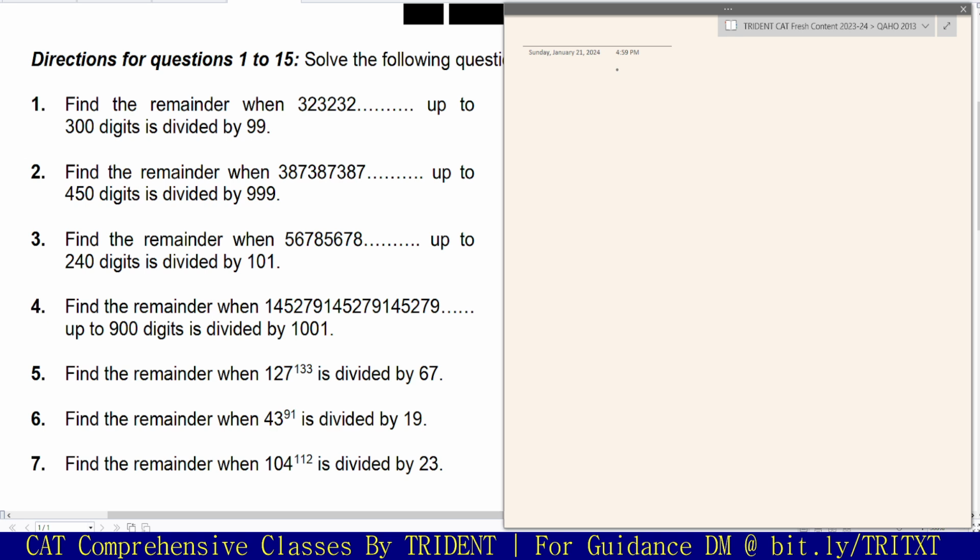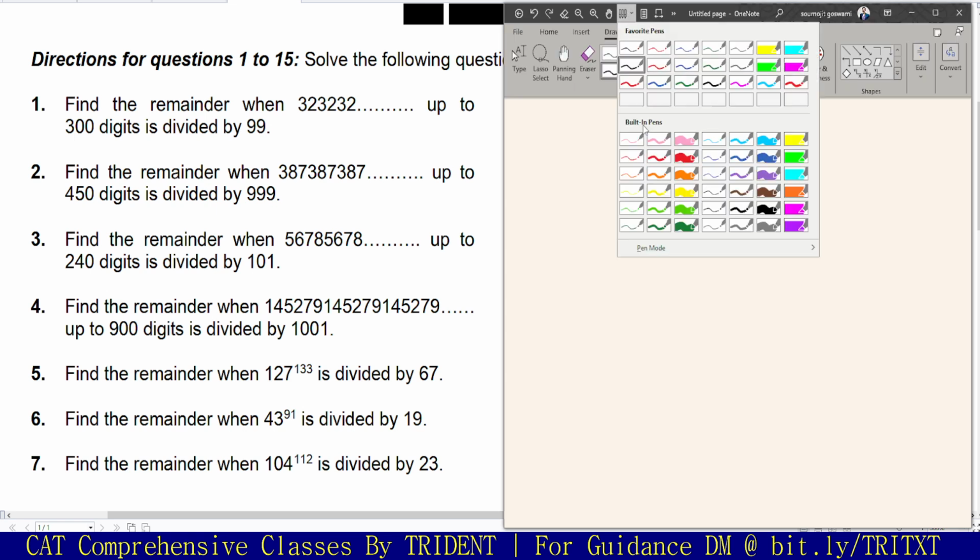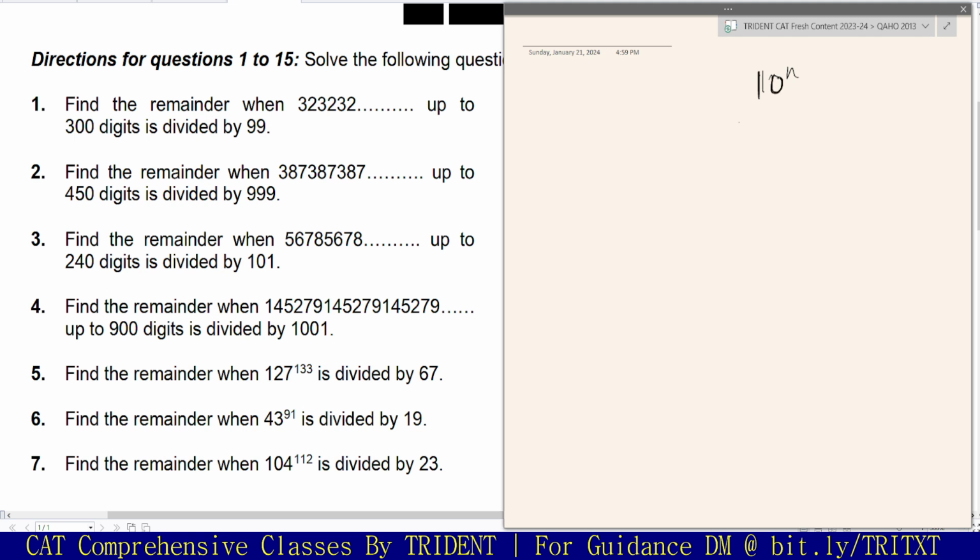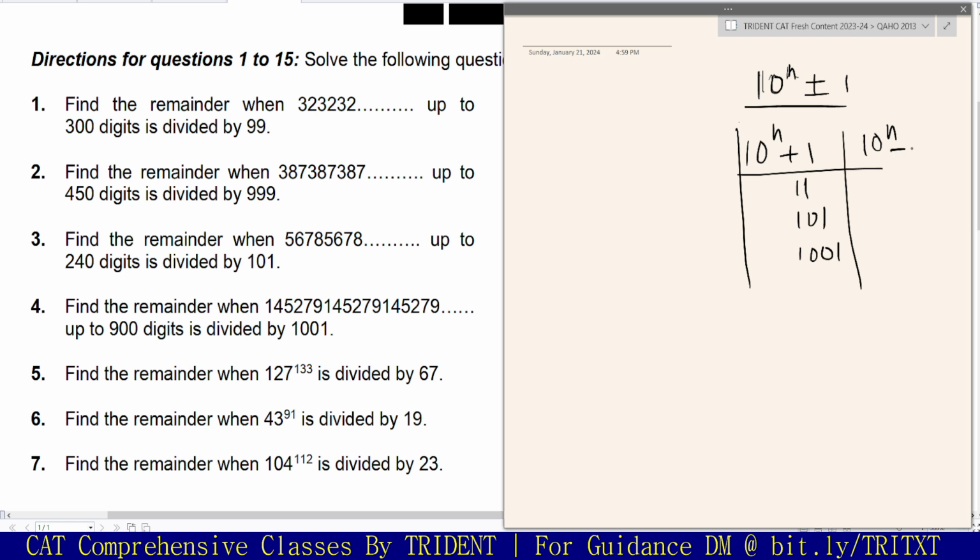Let's start with the first one. The first one says find the remainder when 323232 dot dot dot up to 300 digits is divided by 99. Now please recall I have taught you this in the classes, that this is straight up coming from the concept of 10 raised to the power n plus or minus 1. If it is 10 raised to the power n plus 1, it will be of the form 11, 101, 1001 and so on. If it is of the form 10 raised to the power n minus 1, it will be 9, 99, 999.